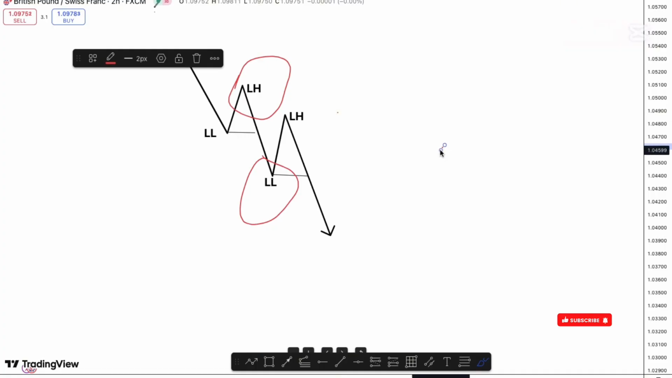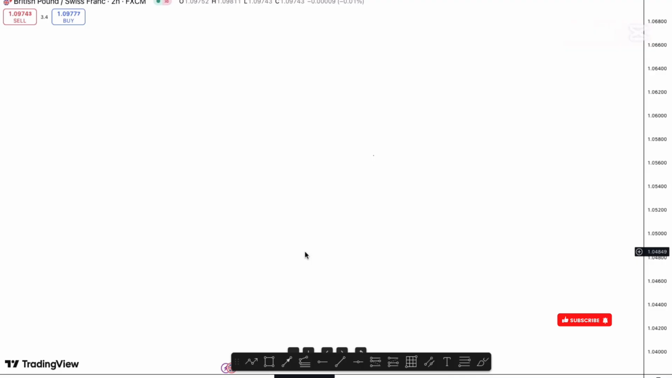Now for the last on our list, which is called consolidation, picture a box.